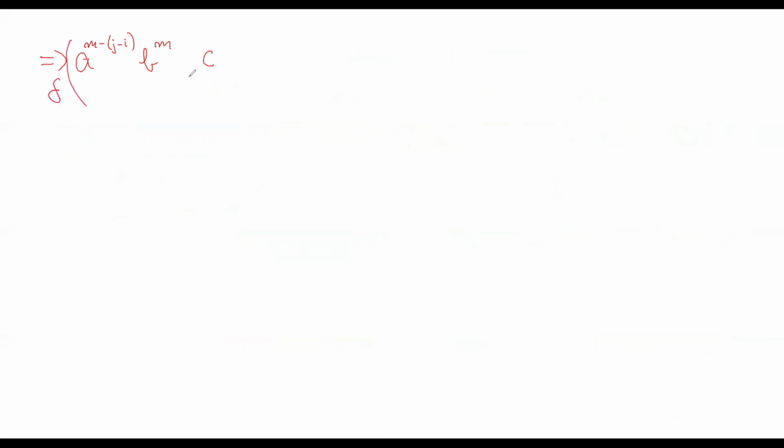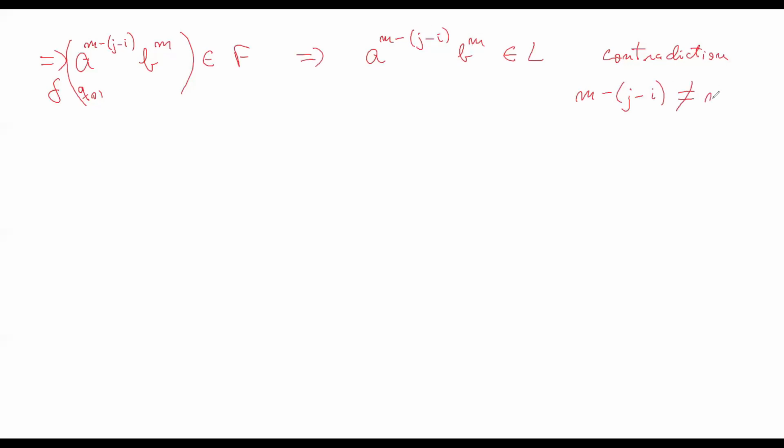I have a successful computation, an accepting computation from Q0 with this word. This will bring me to a final state just by following this computation I wrote on the previous whiteboard. So this implies that A to power m minus J minus I B to power m is in your language, and this is a contradiction. And it's a contradiction because really you were supposed in this language to have these exponents equal, and obviously these exponents are not equal. So that's a contradiction.